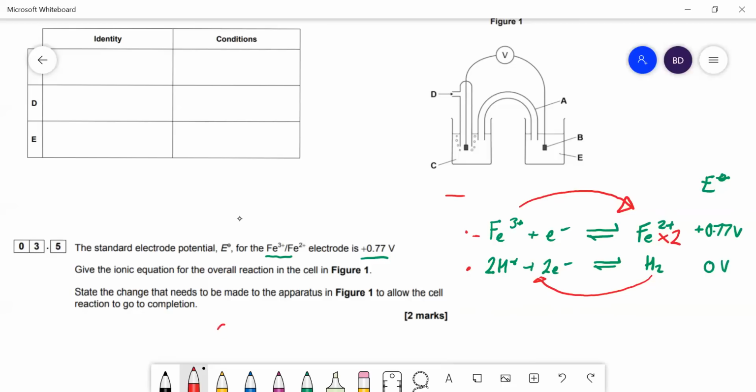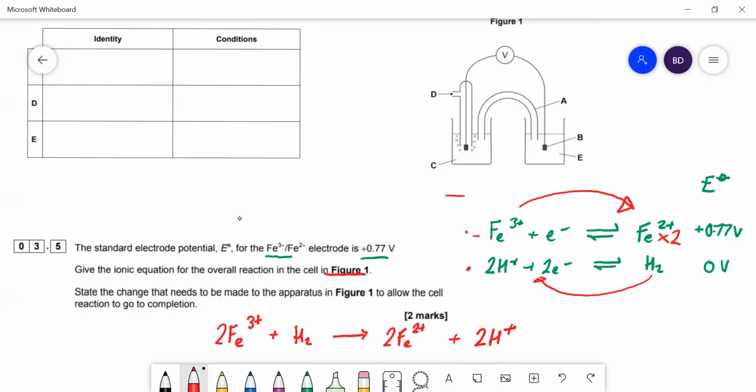So it's going to be 2 Fe2+ plus H2, and that's going to form 2 Fe3+... sorry, around, that's going to be Fe3+ there. So the Fe3+ is going to be reduced to Fe2+ by the hydrogen, and it's going to be 2H+. Okay, that's the overall ionic equation there.